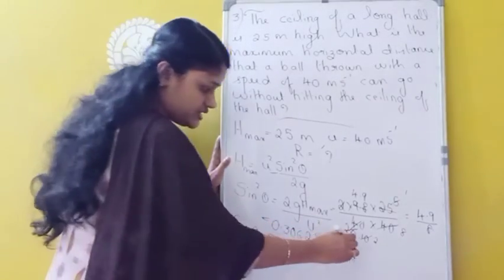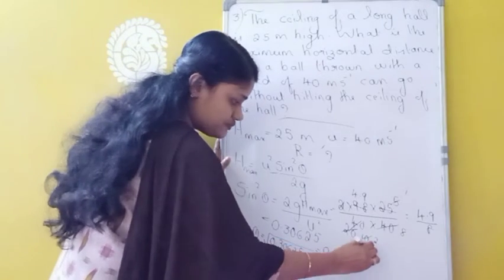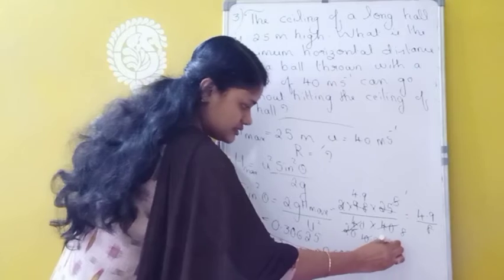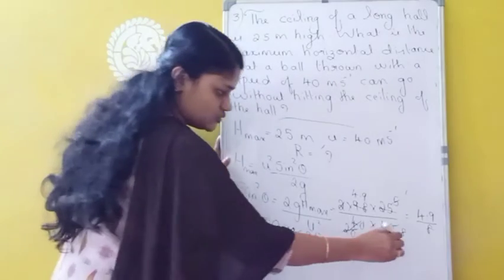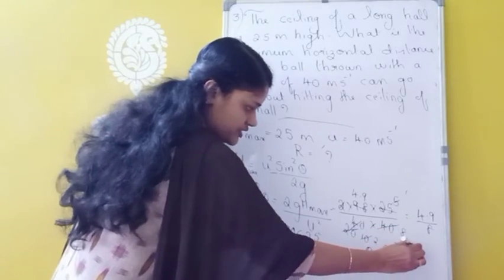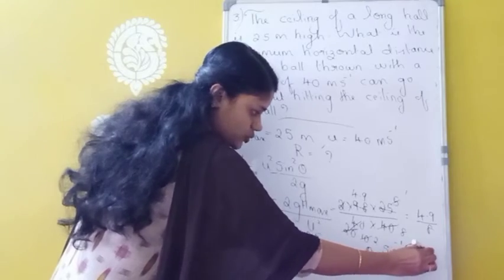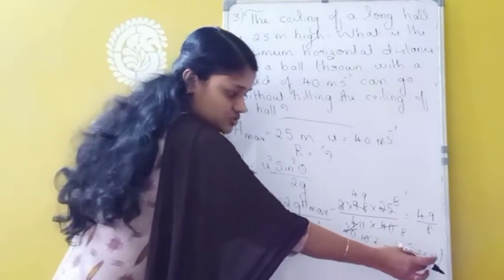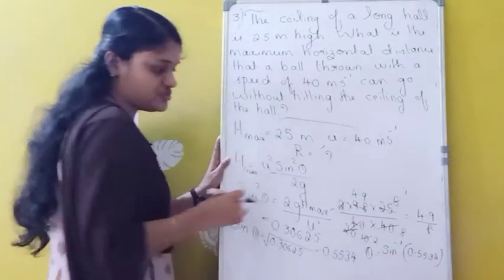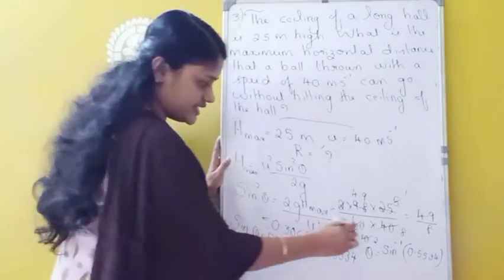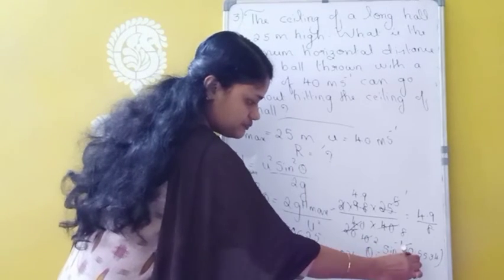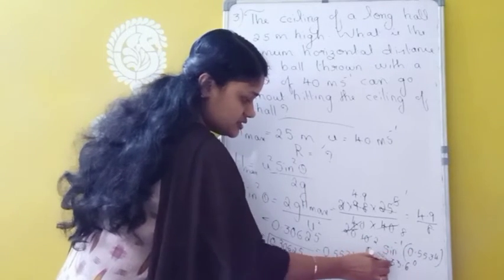So from that what we have to find out again? Theta. So how will you find theta? Theta equals sine inverse of this value, sine inverse of 0.5534. Using the logarithm table you have to find the inverse of sine 0.5534. When you do this you will be getting 33.6 degree. So this is the value for theta.